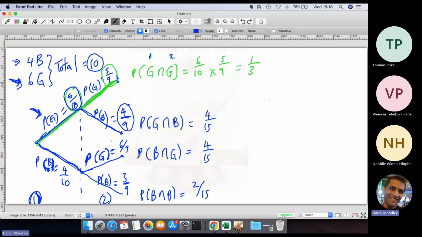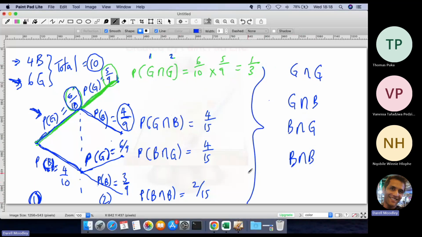Now, if you look at these four events in the end, these are all the possible outcomes that you could have if you were drawing a marble twice. There's only four possible occurrences that can happen. You could have a green in the first, green in the second. You could have a green in the first and a blue in the second. Or you could have a blue in the first and a green in the second. And lastly, you could have a blue in both cases. There's no other possibilities. So that's why in this tree, in the end, it shows you all possible outcomes as well as the probabilities associated with it. And if you add them all up, they will add up to 100%.